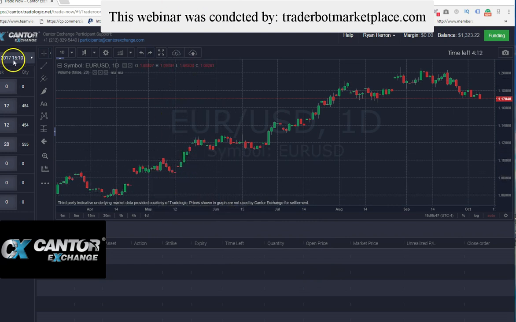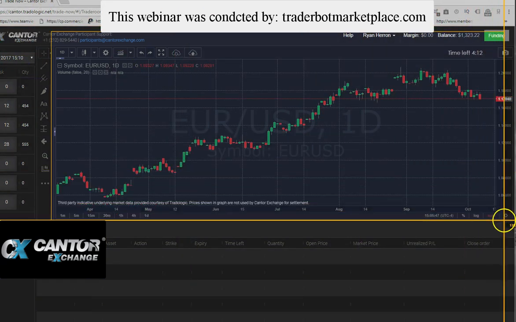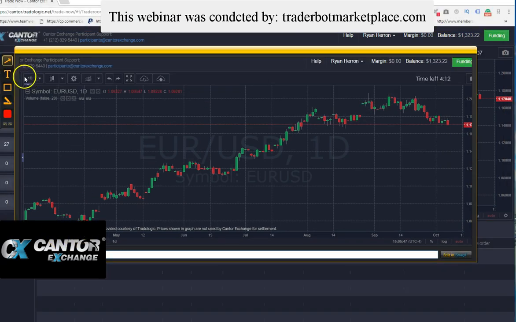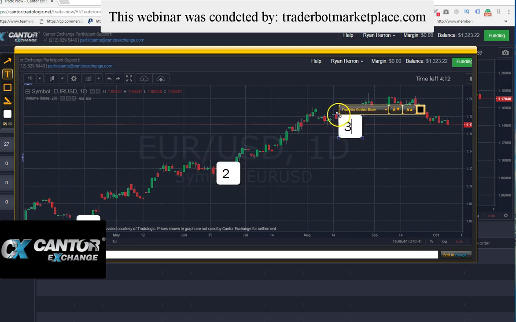Let me take a picture and I will ask A, B, or C here. We've got several different support areas. We've got a support area right here. We're going to call this 1. We've got a support area right here of 2. And we've got a support area right here of 3.